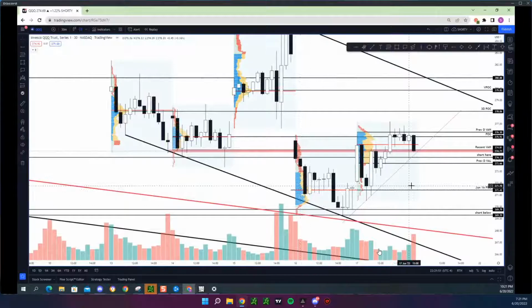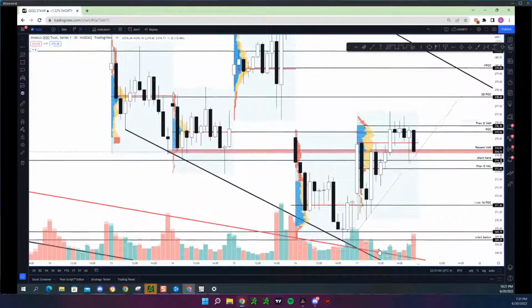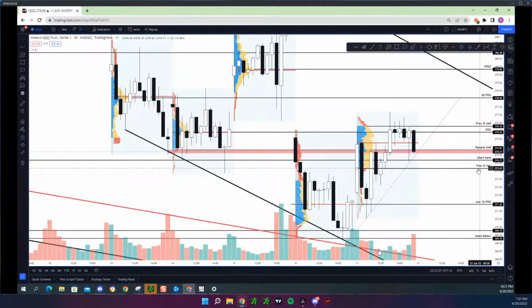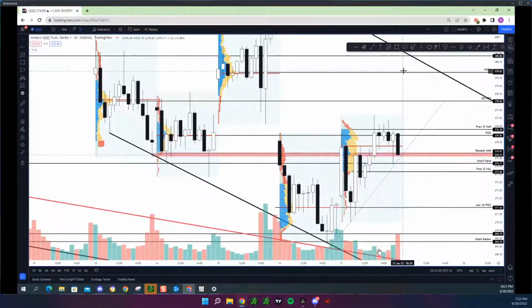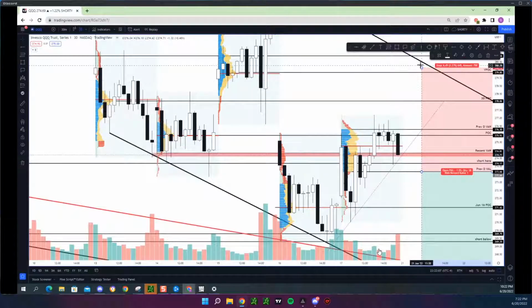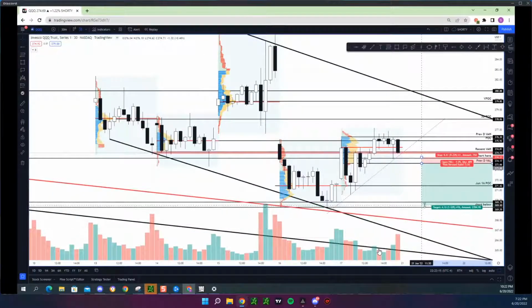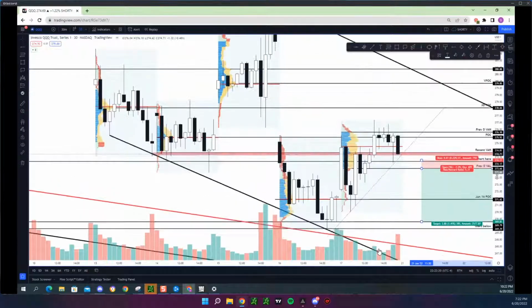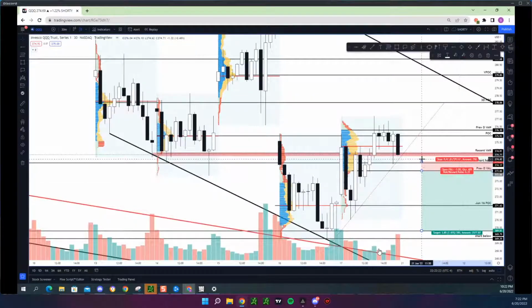Just a weird profile shape here. So if it breaks 273, that has probably the best reward here. So if you're short here, and you put your stop loss slightly above this guy, and you put this as your first target, you guys see the reward here? Even if you put it right here, do you guys see this trade? Be realistic here. Do you guys see that?